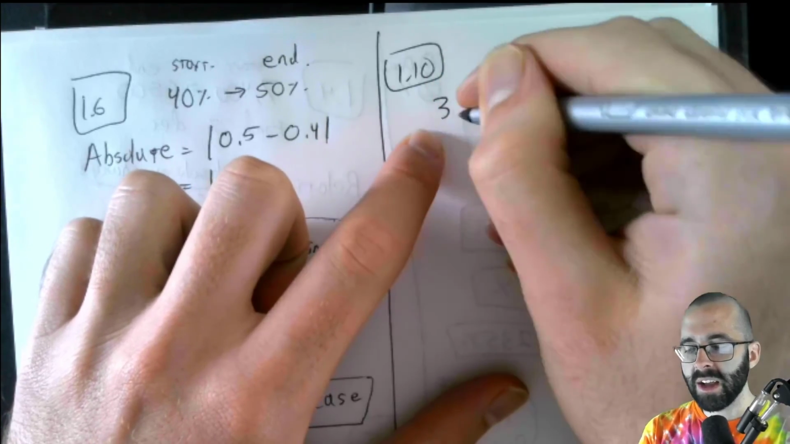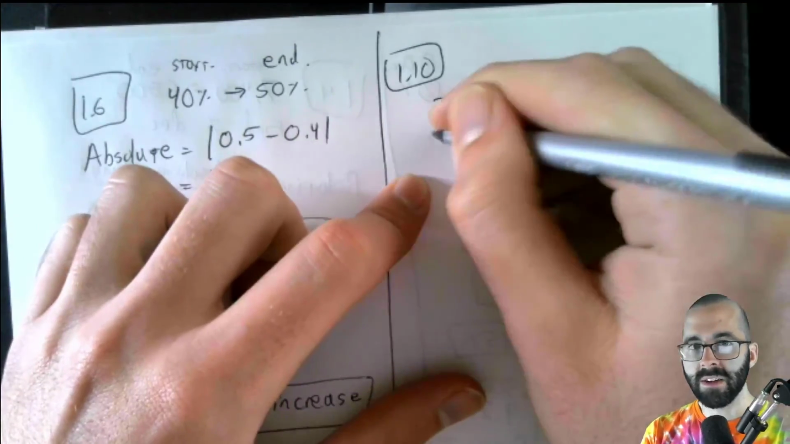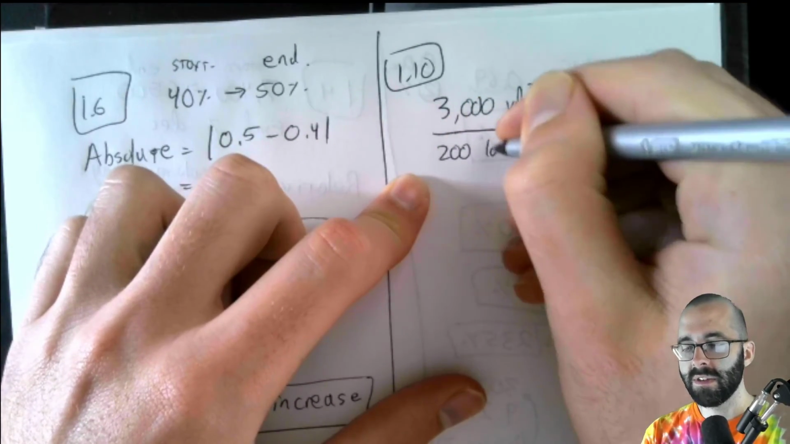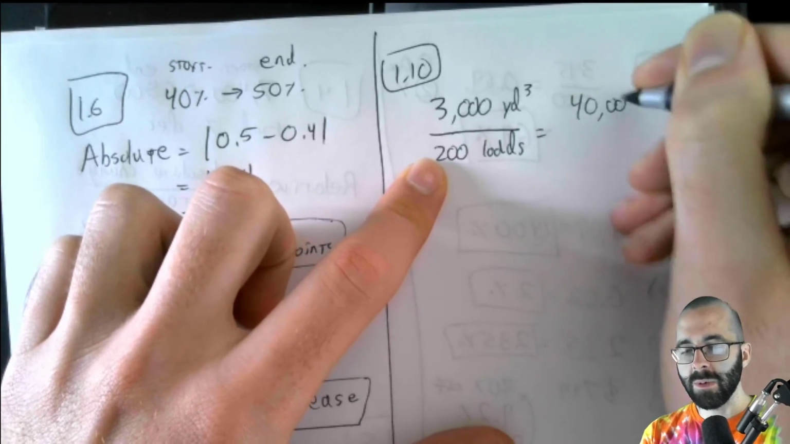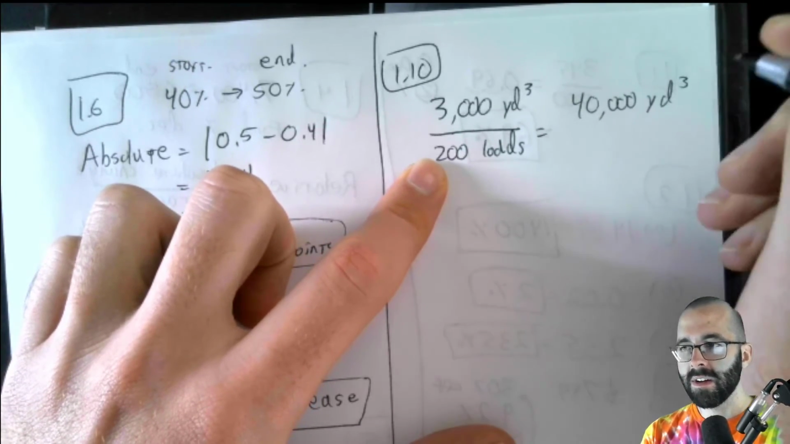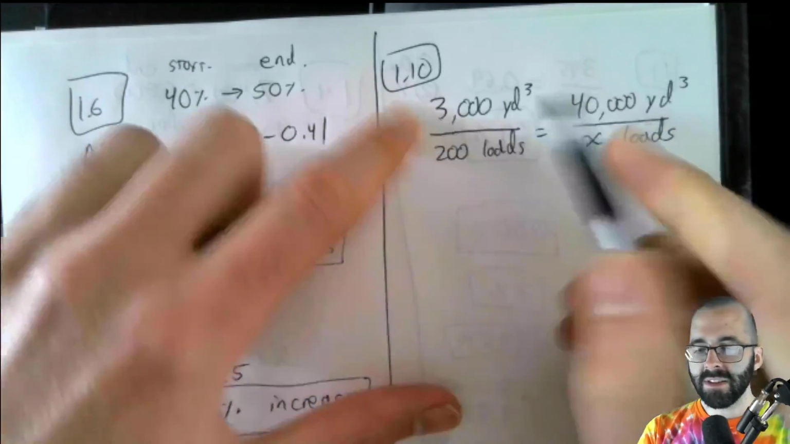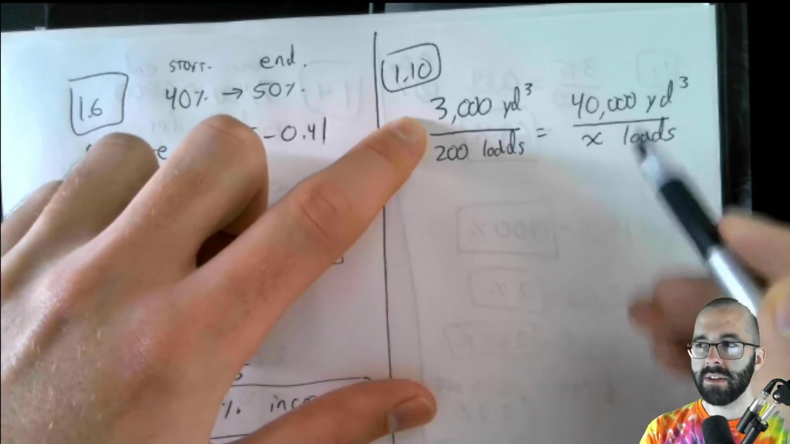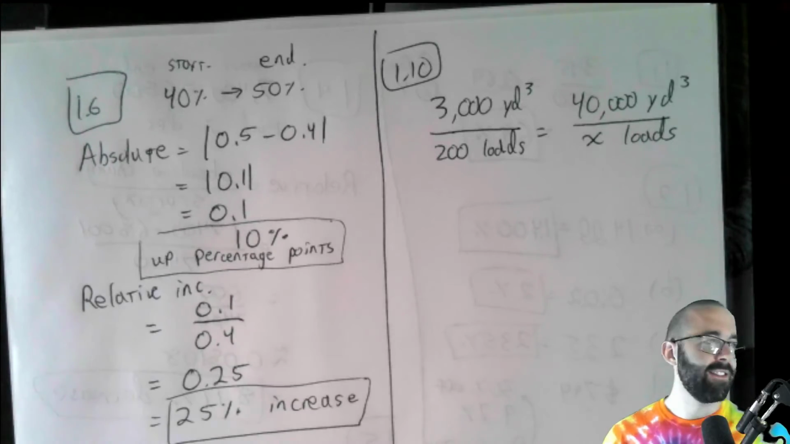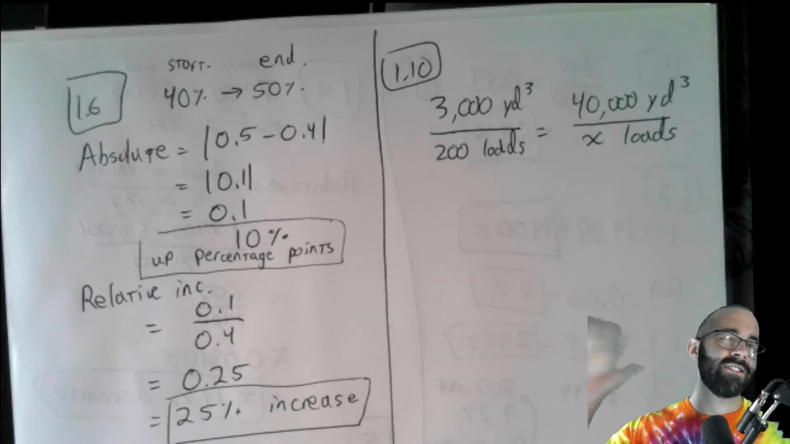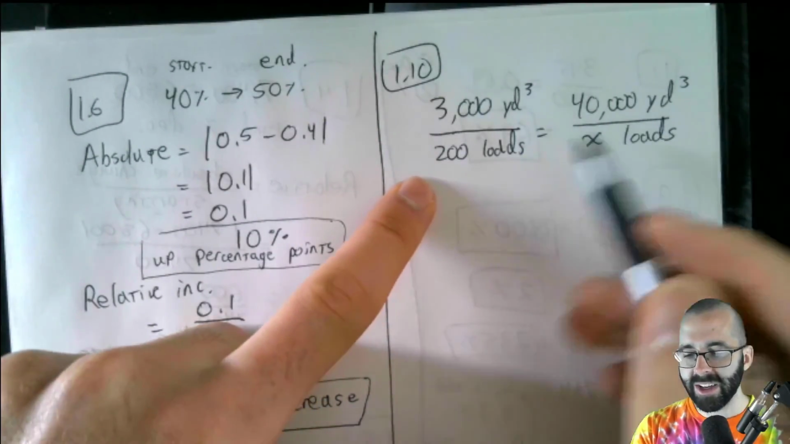Before we said, okay, 3,000 cubic yards required 200 loads. So the question is, if we have 40,000 cubic yards, how many loads is that? Because it should have the same ratio on each of them. We're assuming our dump truck loading is consistent with location, size, all this stuff, ease of loading. Anyway, we can assume all that.